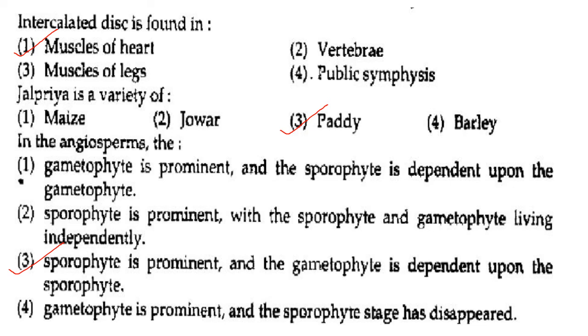In the angiosperm: option 1, the gametophyte is prominent and the sporophyte is dependent upon the gametophyte. Option 2, sporophyte is prominent, with the sporophyte and gametophyte living independently. Option 3, sporophyte is prominent and the gametophyte is dependent upon the sporophyte. Option 4, gametophyte is prominent and the sporophyte stage has disappeared. Answer is option 3, sporophyte is prominent and the gametophyte is dependent upon the sporophyte.